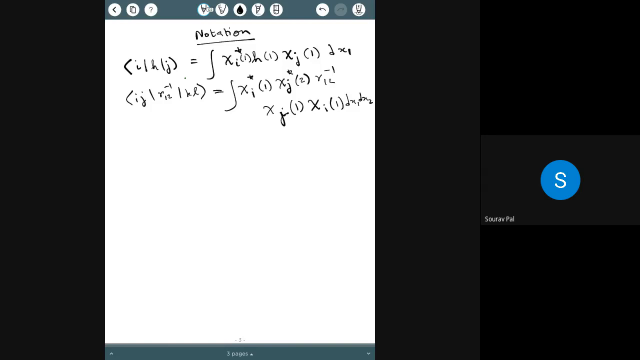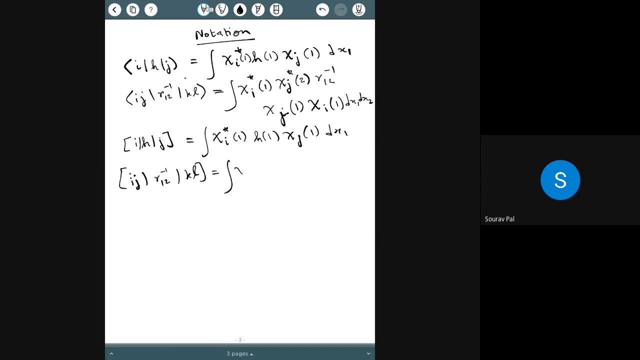And there is also an alternative notation. I think Professor Pal covered it, which is also called Chemist Notation or the Mulligan Notation. And that is the same for the one electron thing. But for the two electron part, it becomes different. This is the Mulligan notation. So it will be this.